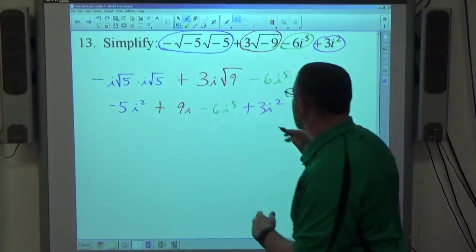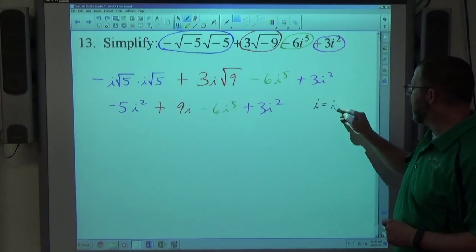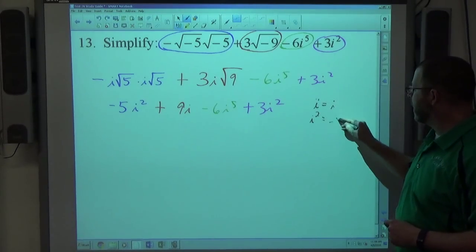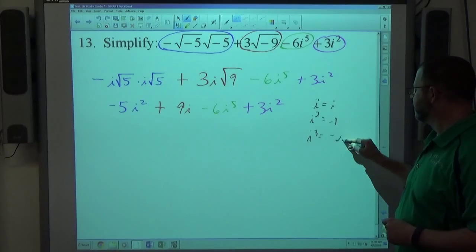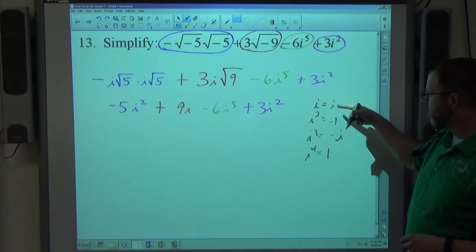So this is the part now where I want to go to the i squared and i to the first power and all that stuff. So i to the first is i, i to the second is negative 1, i to the third is negative i, i to the fourth is positive 1. And then of course i to the fifth repeats the pattern.